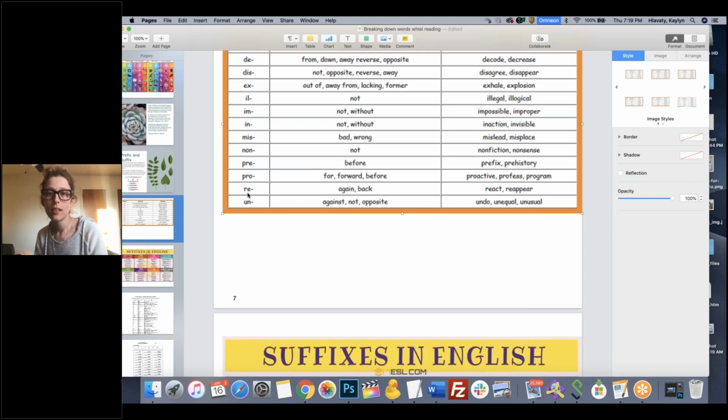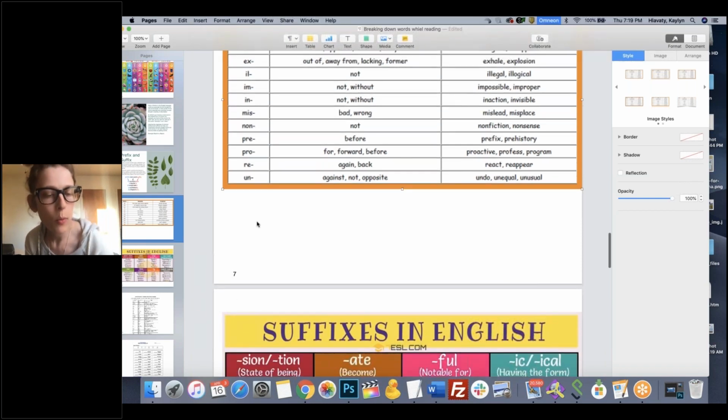Again, act. I acted on something, but I reacted to her accusation, or I reacted to a nice gesture. And then another one would be UN. So that would be the opposite, against. Some examples here: the stem word would be equal, and to say something opposite would be unequal.